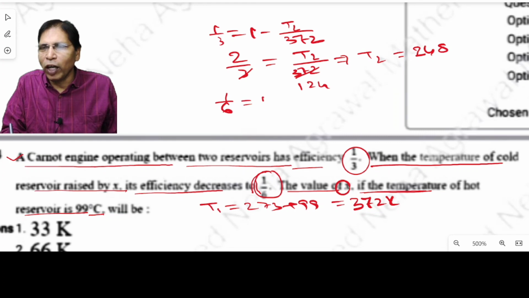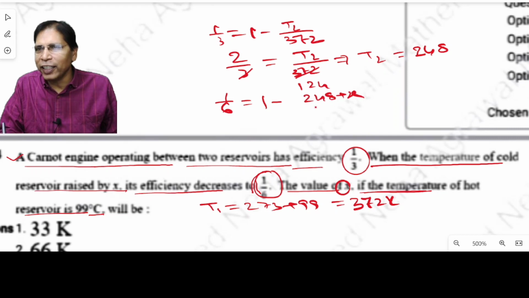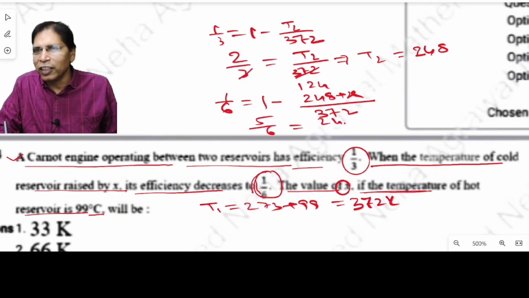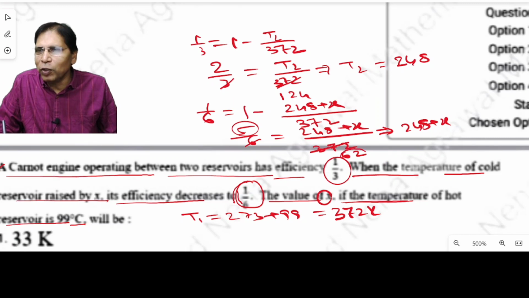Now, when the temperature of the cold junction, the sink, is increased by X, the efficiency becomes 1/6. So 1/6 equals 1 minus (248 plus X) divided by 372. Now this is 5/6, which equals (248 plus X) divided by 372. Now this is 62. So 248 plus X equals 5 into 62, which equals 310. So X equals 62 Kelvin, the rise of temperature.